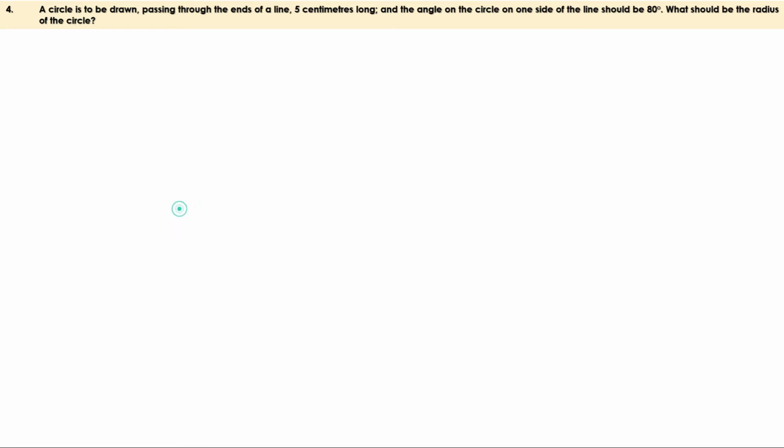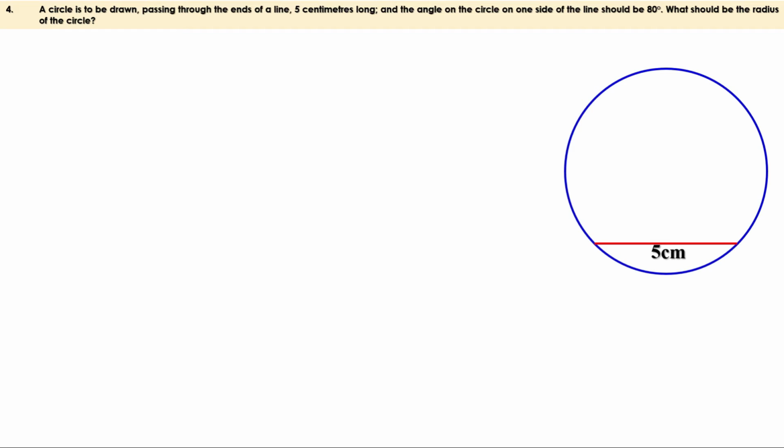There is a line of length 5 centimeter and we have to draw a circle passing through the ends of this line like this. And there is a condition. Angle on the circle on one side of the line should be 80 degree. This is one side of the line and this is the other side of the line. And we know the angle in this part is more than 90 degree. So let us make an angle on this side and this angle should be 80 degree. We have to find radius of this circle.